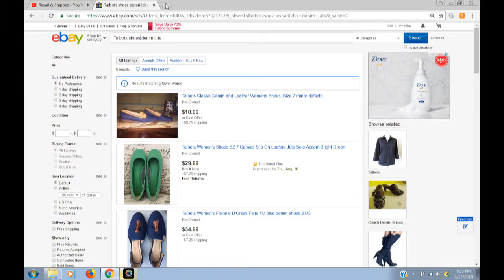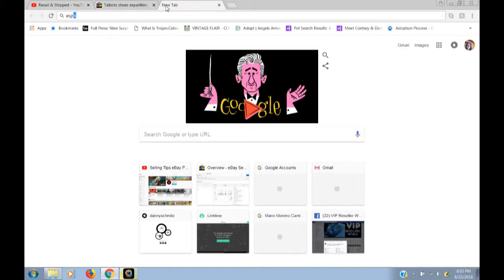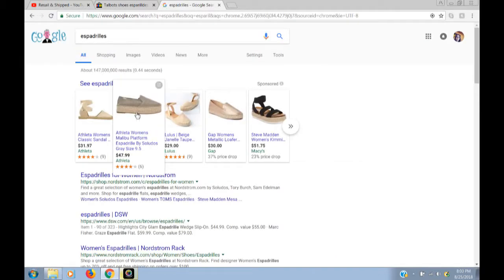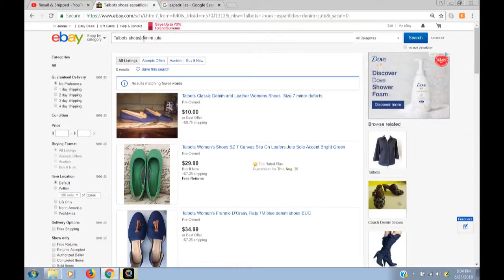Let me type it in Google real quick. Sometimes you have to do this if you're not quite sure. Here we go. This is what I'm talking about, because it's called Espadrille. It's called Espadrilles. I'm going to write that down so I have the correct spelling of it. Okay. And then I'm going to go back into here and just correct my spelling, and maybe it'll pop up this time.